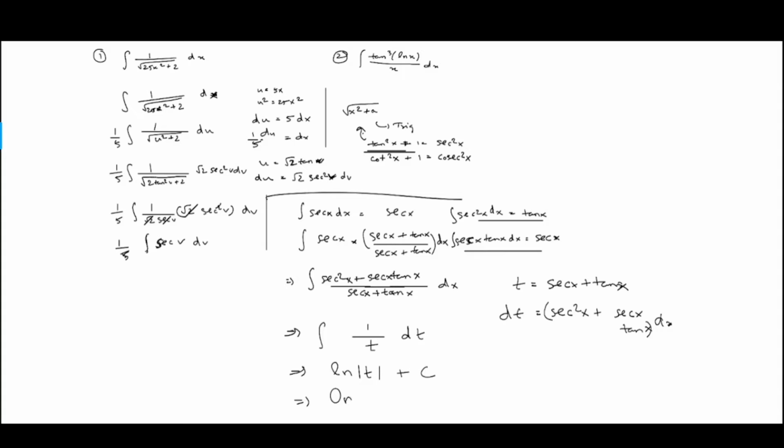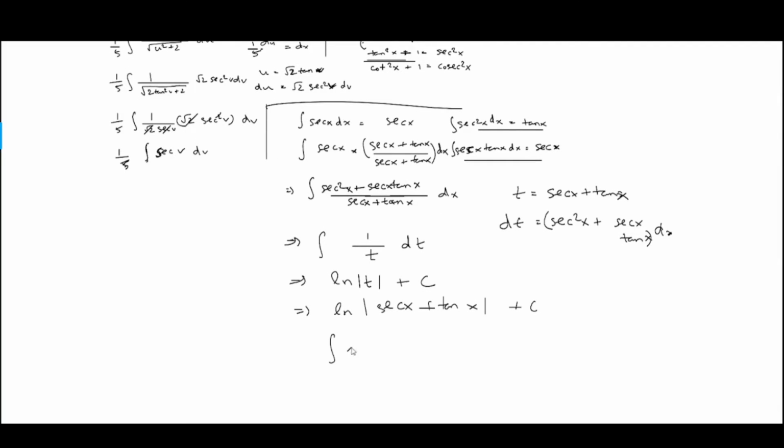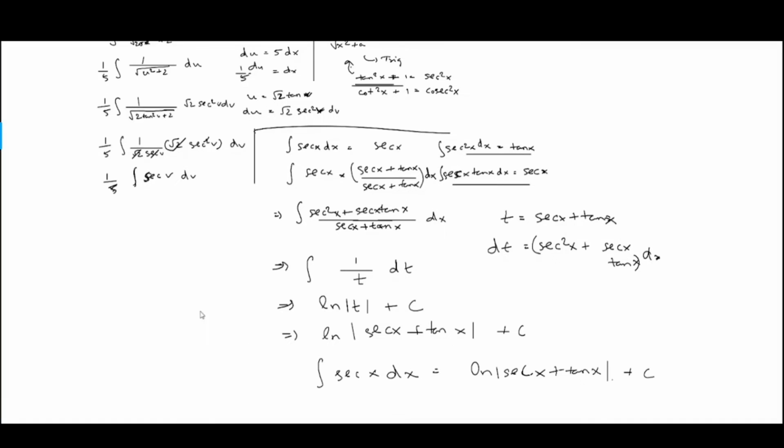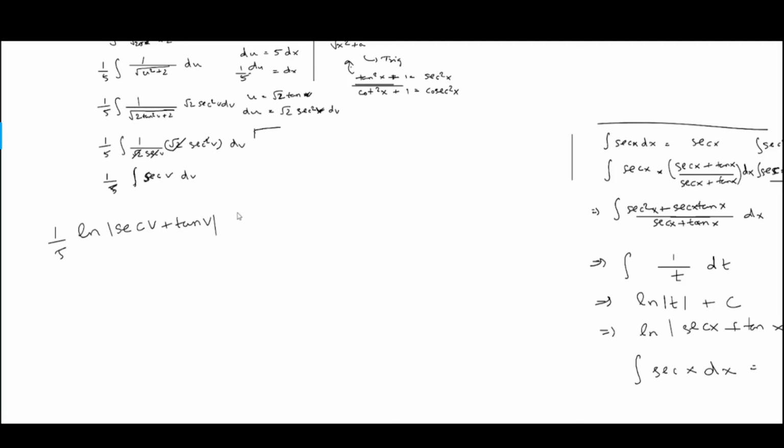Let's see if we like it. We can substitute our t back in here: secant x plus tan x. Just like that, we just proved the integration of secant x dx is equal to ln of secant x plus tan x. Let's plug it right here: 1 by 5 ln secant v plus tan v. And v was in this.